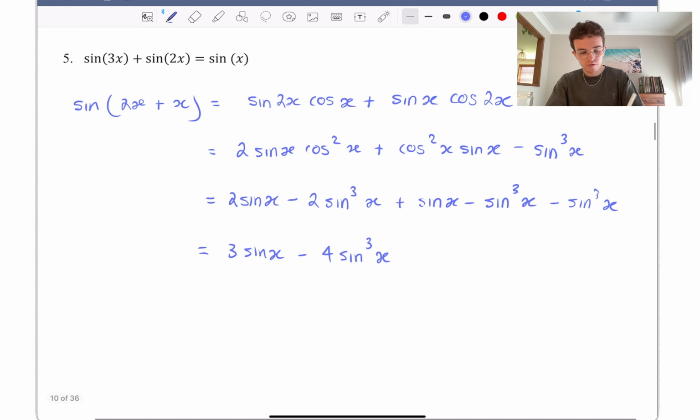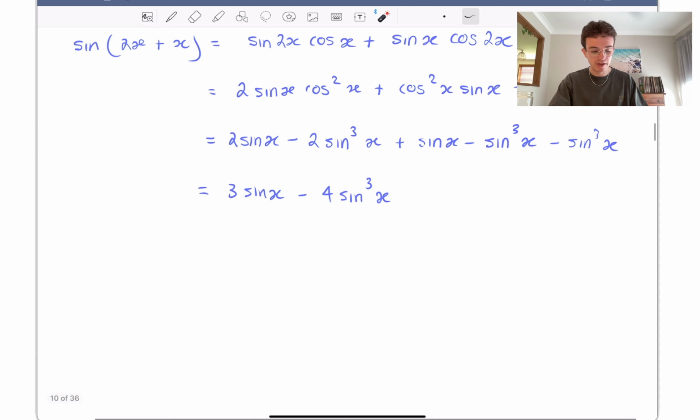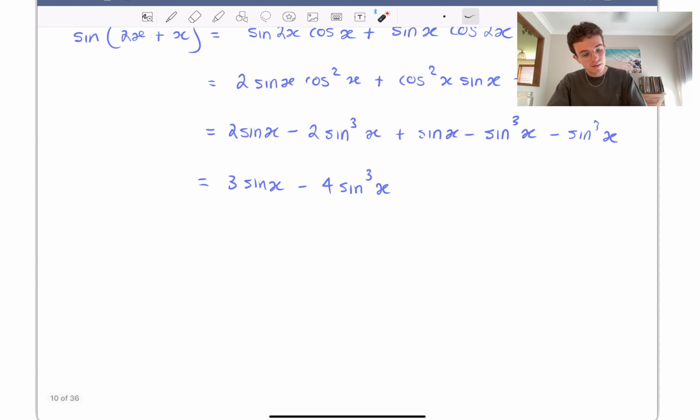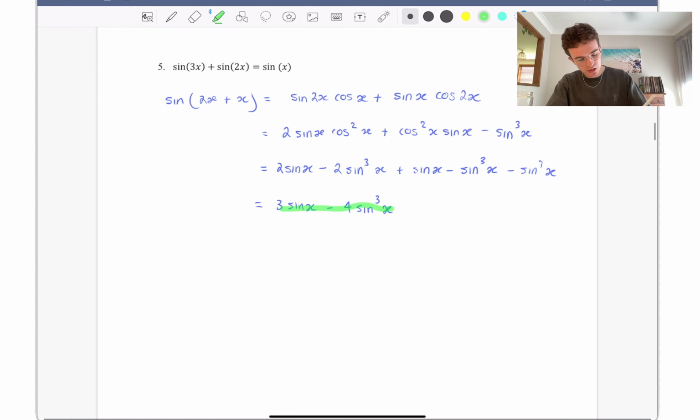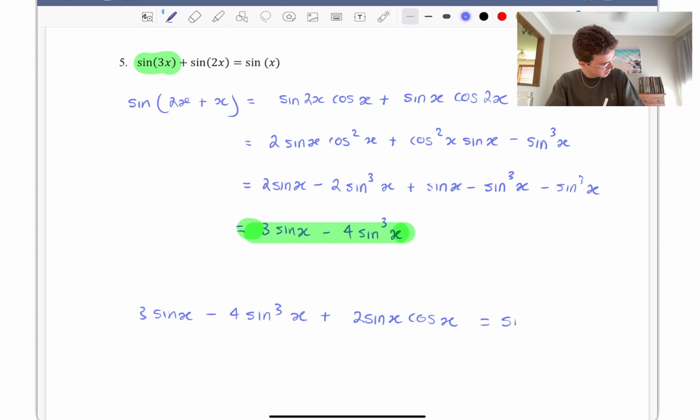Look, now personally I would have gone from here straight to here, but if you want more or less steps on what I've done, that's completely fine. So 3 sine of x minus 4 sine cubed of x. Plugging that back into our original equation, putting that back up to here, we're going to have this is equal to 3 sine of x minus 4 sine cubed of x, plus sine of 2x is 2 sine x cos x, and that's equal to sine of x.